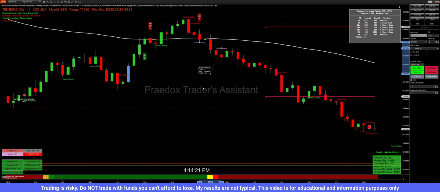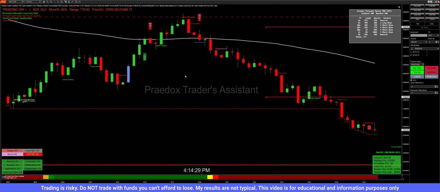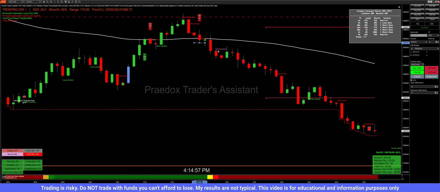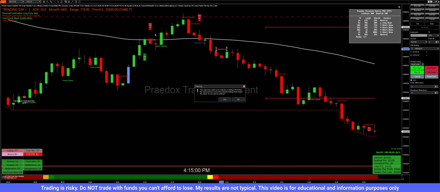Now, if you wanted to be more aggressive, you could use the parabolic SAR. You can use a different EMA. You can use the ATR. All of these features are in Praedox Trader's Assistant. You can automatically use those if you turn them on. You can use the ATR, parabolic SAR, or EMA. You could use the previous bar's low, or the previous bar's high, or the previous 3 bars, X bars, high or low. Whichever one you decide you want to use, you can certainly use those for trailing, or you could trail it manually. Your call. Okay, so that is the aggressive breakout.